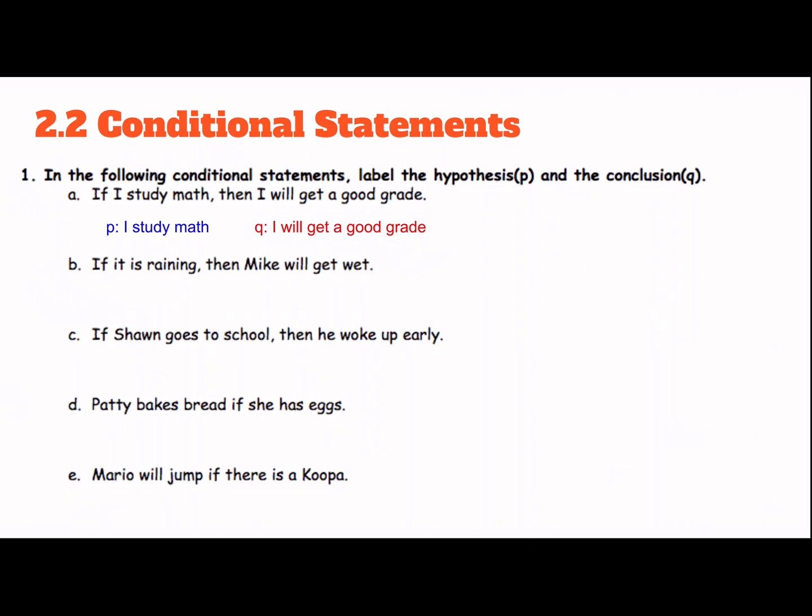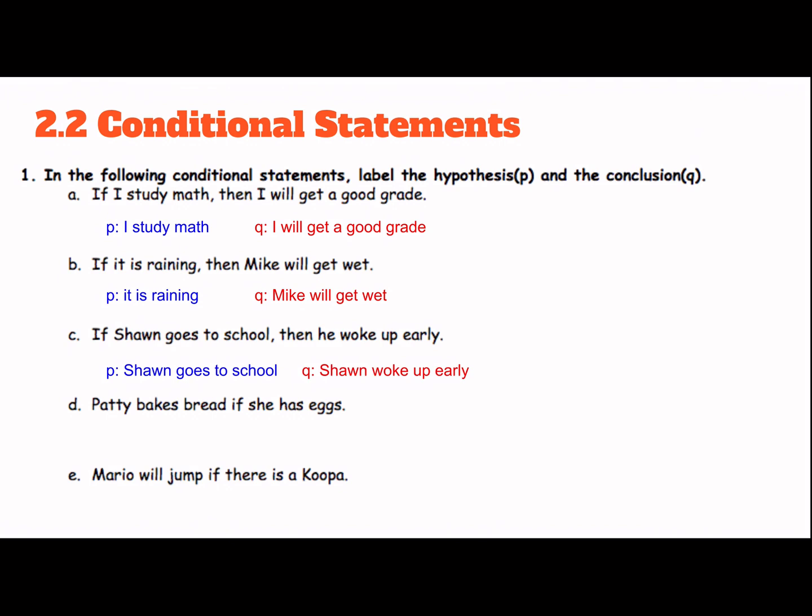All right, when we look at B, if it is raining, then Mike will get wet. So my hypothesis is going to be it is raining. That comes after the if statement. My conclusion will be Mike will get wet. So if it's raining, that's my hypothesis. My conclusion, Mike will get wet. For C, we have Sean goes to school and he woke up early for our hypothesis and a conclusion.